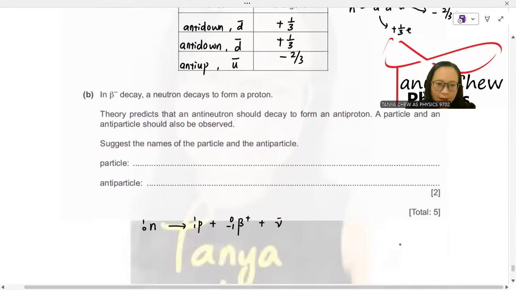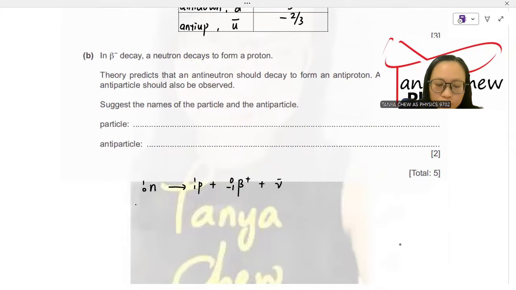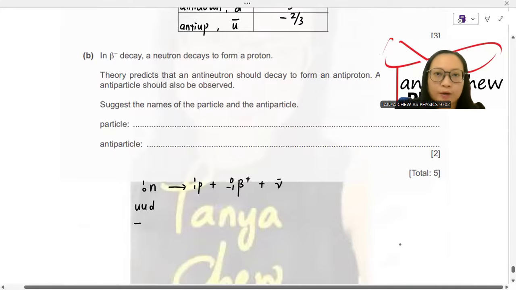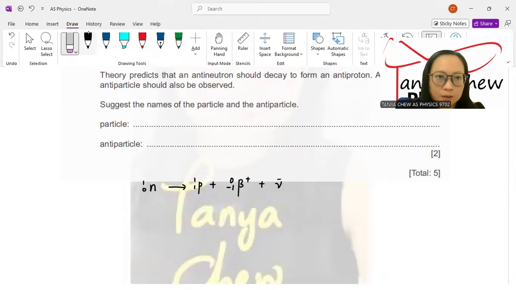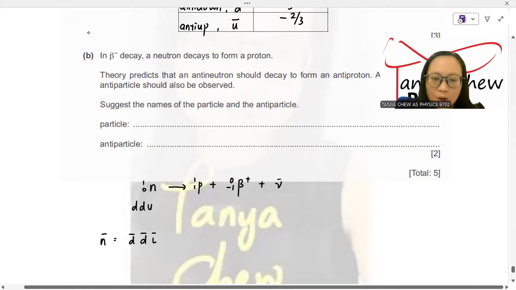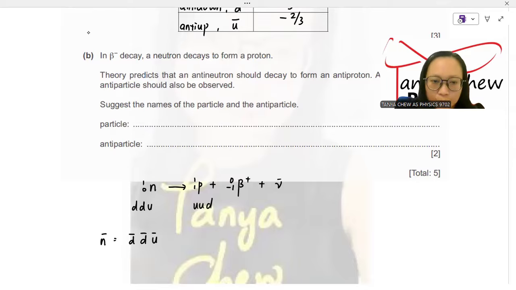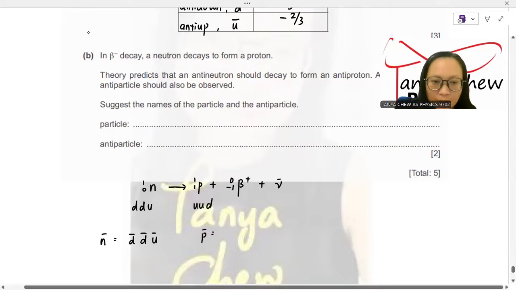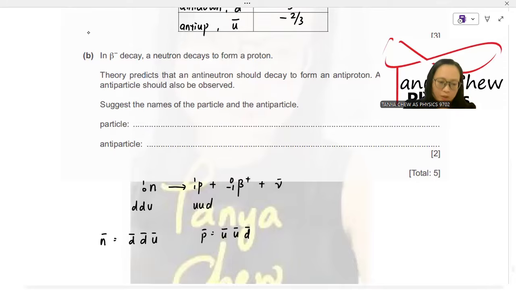Now, this is about the antineutron. Neutron is down, down, up. Antineutron is supposed to be anti-down, anti-down, and anti-up. Proton is up, up, down. So antiproton is supposed to be anti-up, anti-up, and anti-down. So it is actually, okay, name the particle, the particle and antiparticle that are present.